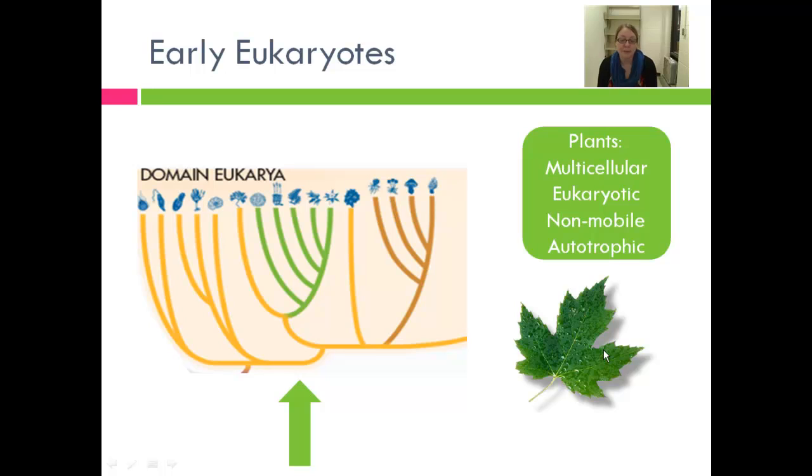The second group in green are the plants, and of course they're eukaryotic, but they are multicellular. They can't move, they're non-mobile, and they make their own food. They're autotrophic.